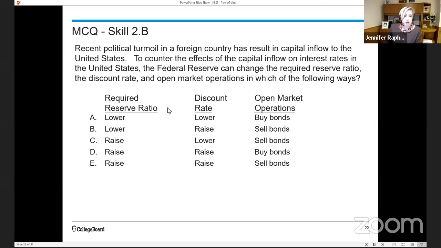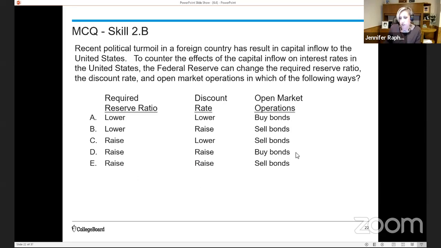So we're looking for contractionary monetary policy, and we know that raising the reserve requirement, raising the amount of money that banks have to keep on hand, reduces the amount of excess reserves, right? Increasing the required reserves reduces excess reserves. So we want to raise the required reserve ratio. Same thing with the discount rate. Raising the discount rate makes it more expensive for banks to run into trouble meeting their reserve requirements. So raising the discount rate is also contractionary. It decreases banks' willingness to lend out excess reserves. So we're looking for raise the required reserve ratio, raise the discount rate.